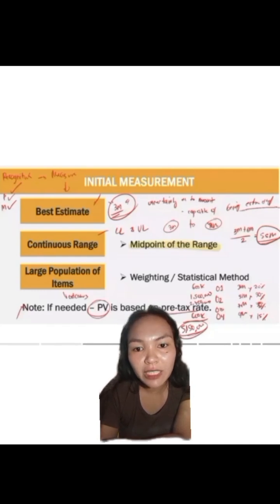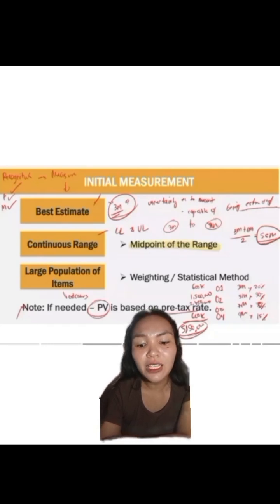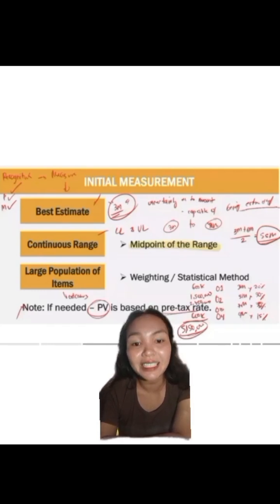Lastly, we measure it by a large population of items. For a large population of items, we need to take a look into the different possible outcomes. You will measure this by the statistical method, or weighting.